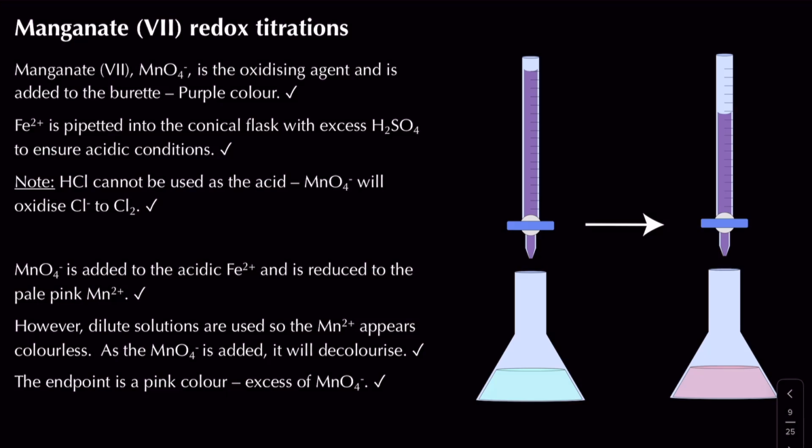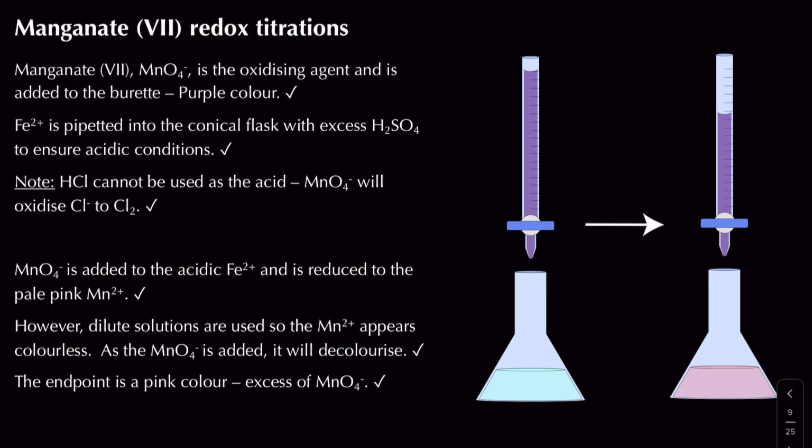So in this video, we're going to be looking at manganate(VII) redox titrations. Now, redox titrations are very similar to what you've done before in terms of acid-base titrations, but there are two main differences. The first difference is, of course, we're looking at a redox reaction, not an acid-base reaction. The second difference is that we're dealing with color changes.